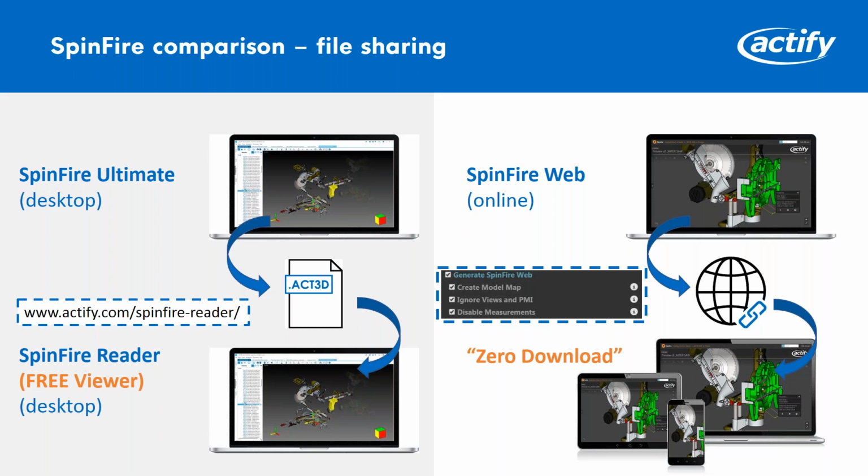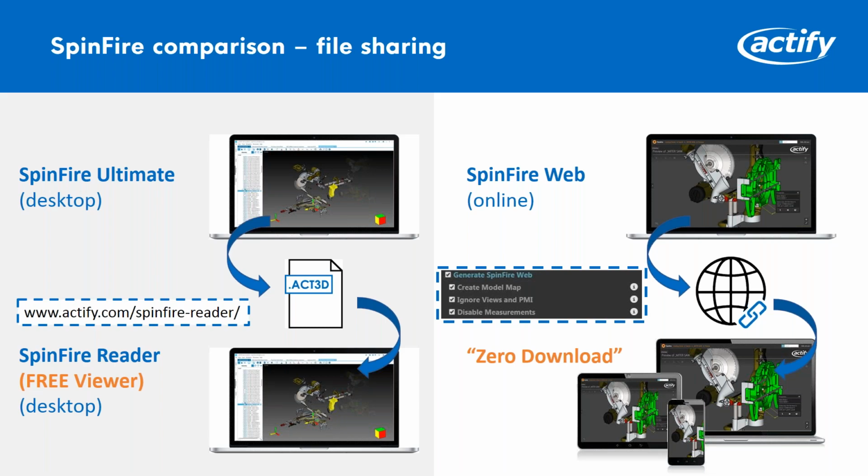So SpinFire Web can also provide greater control when you collaborate, because you can disable measurements and disable some of the PMI information, meaning that you can control the read access level and ensure that your design details are secure when you're collaborating, say, externally with external teams and third parties. So you could be confident that your information is secured and the details of your designs are not revealed.